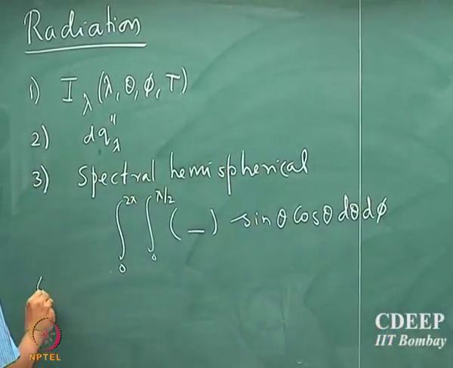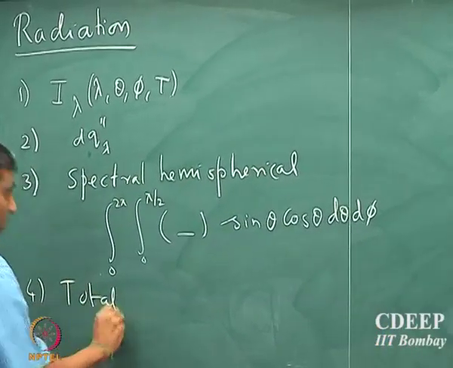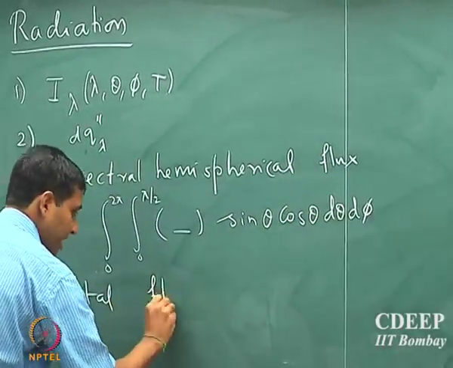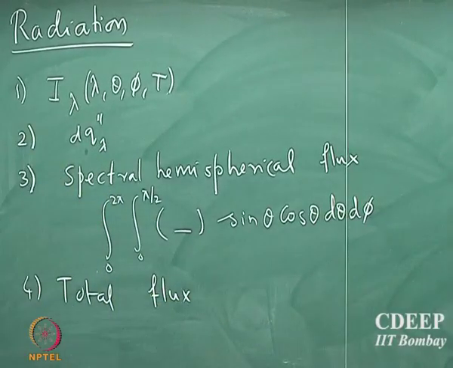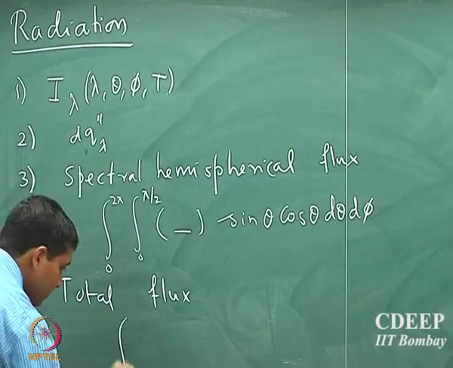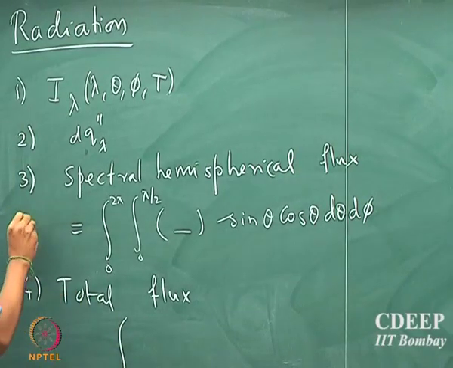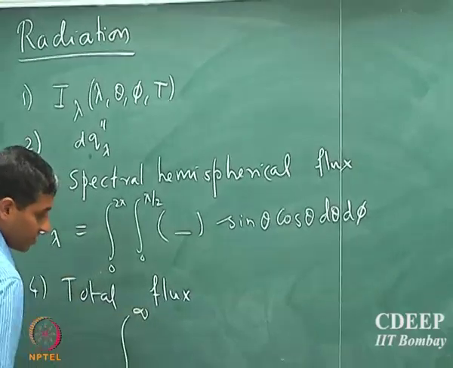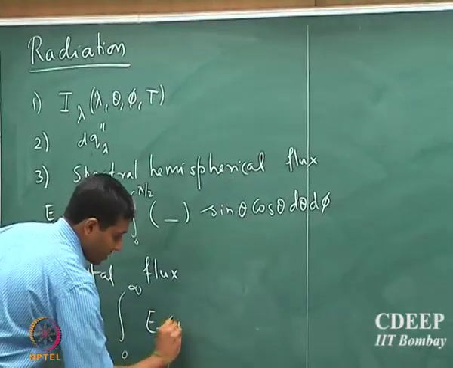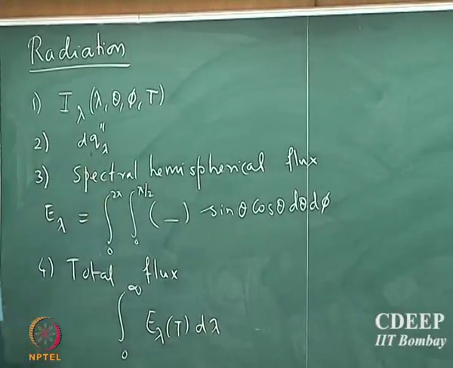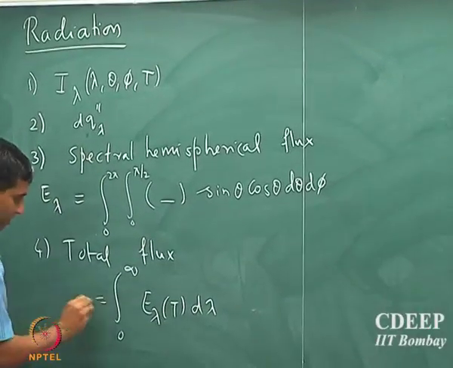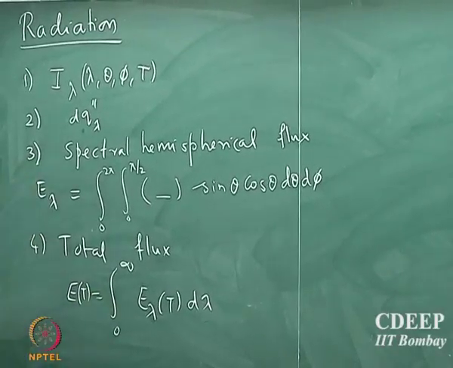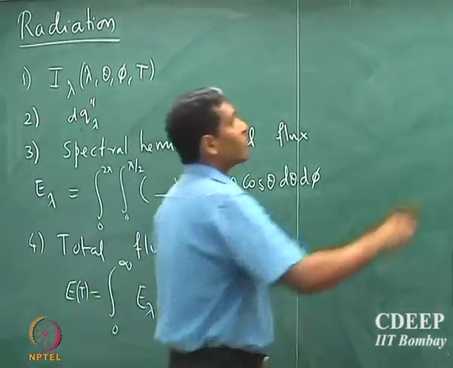And then we define total flux, because it's a function of the wavelength. So if this is called, let's say, E lambda for emission, then you have the integral of E lambda of T d lambda, that gives you the total flux. Okay, that's E, and this is only a function of temperature.